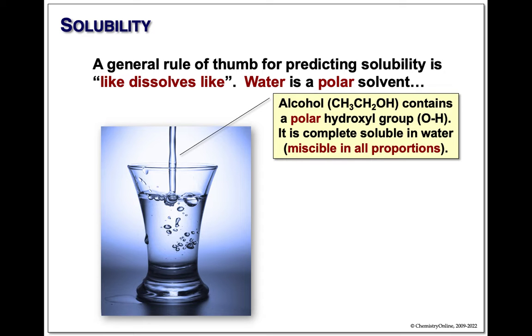This is alcohol being added to water. Alcohol has a carbon chain, but there's an OH on it. The hydroxyl group is polar, just like the one in water. And so this goes in. You can add as much alcohol as you want. It's miscible in all proportions. That means you can just keep adding until it's almost all alcohol.